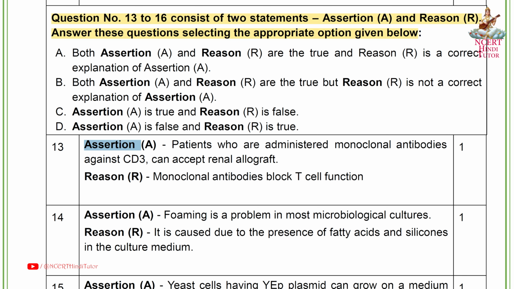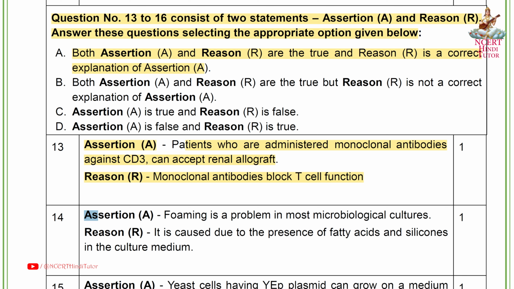Question 13. Assertion A. Patients who are administered monoclonal antibodies against CD3 can accept renal allograft. Reason R. Monoclonal antibodies block T cell function. So friends, answer is A. Both assertion A and reason R are true and reason R is the correct explanation of assertion A.